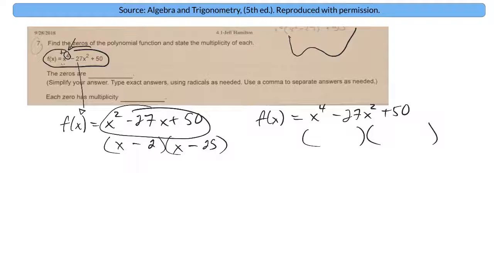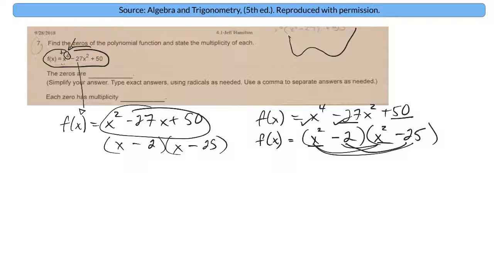So what would I put in the first slot there? Hopefully you're saying x squared. That's correct. And two things that multiply to 50 add to negative 27. So negative 2 and a negative 25. And if I check that, this times this, x to the fourth, negative 25, negative 2 would be negative 27, yeah. And this times this, positive 50. Yeah, so this is correct. So that is the function in factored form.